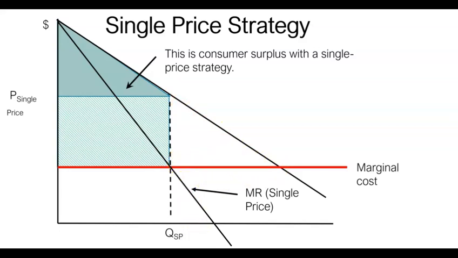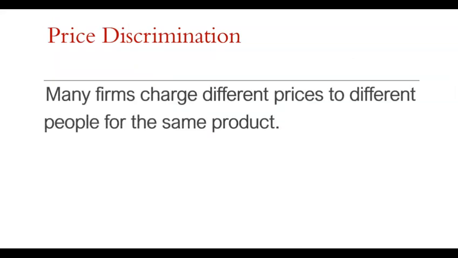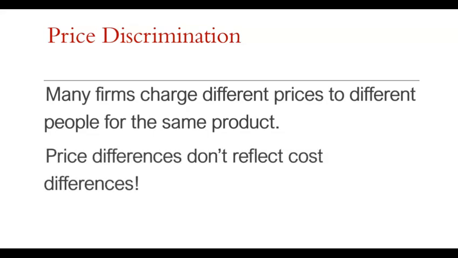Well, let's consider the case where the firm doesn't charge just a single price, but charges a different price to different people. So this is called price discrimination, and it is simply defined as a situation where different people are charged different prices for exactly the same product. So it's important to note that those price differences don't reflect cost differences. If they did, they'd really be being sold a different product. That's why it would involve a different cost.